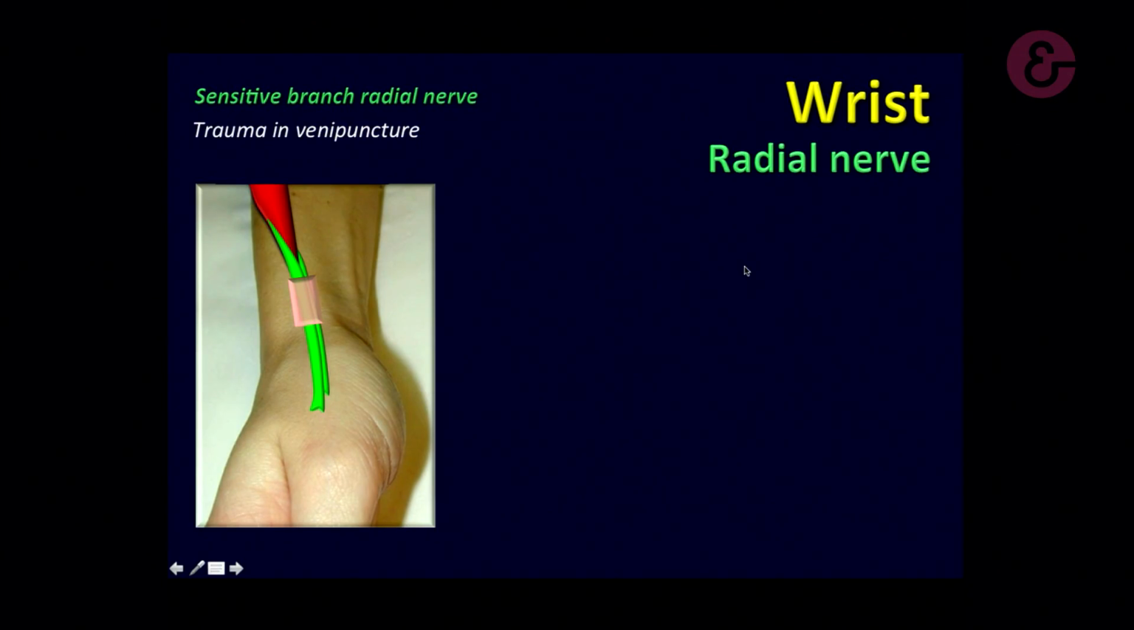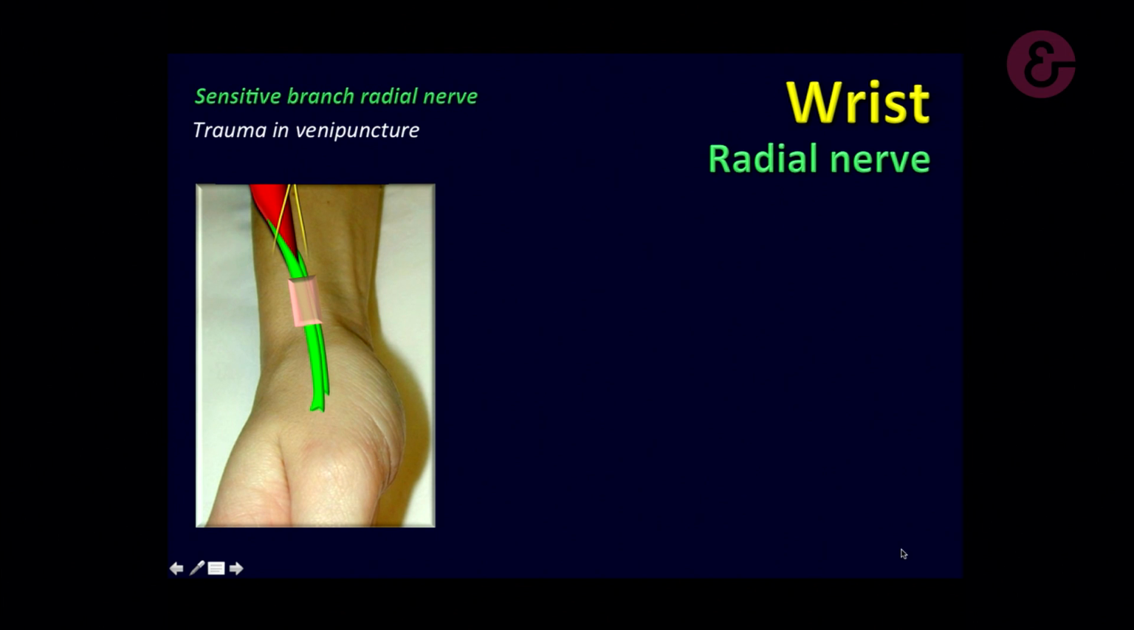The radial nerve, distal part of the sensitive branch. We see that the nerve comes down to the anterior aspect of the forearm and then goes up over the tendon of the first extensor compartment to innervate the dorsum of the hand, the radial head. This is the tendon of the extensor compartment. First, the nerve comes like this. That's why in de Quervain tenosynovitis you can have a problem of this nerve.